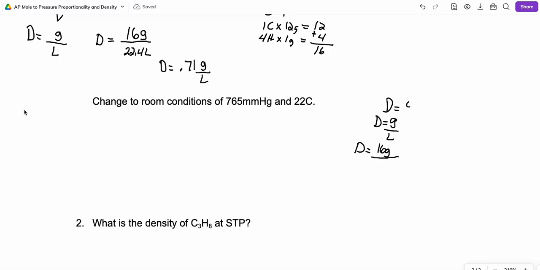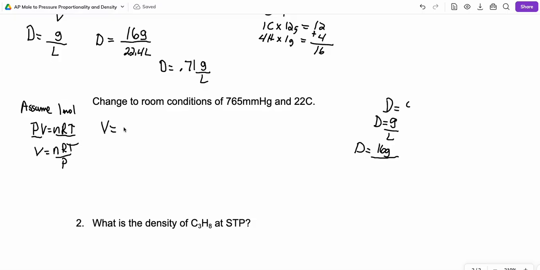So what I like to do is you're still assuming 1 mole of the gas, but you're going to do this PV equals nRT math problem to see what your volume would be at these conditions instead of STP. So I'm going to rearrange PV equals nRT for V. So V is going to equal nRT over P. Now I can plug in the numbers.